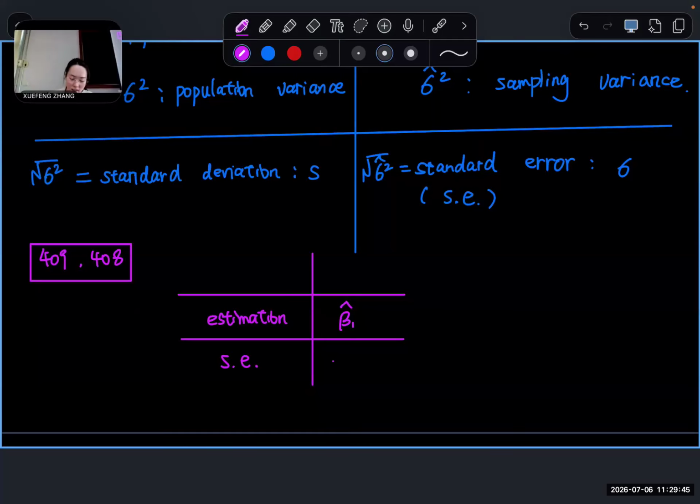Normally it's 0.0. I couldn't remember the range of standard error. You may check by yourself, okay? So let's see. Normally they will show you this. So you have to know that this one is the estimation parameter. This one is the standard error of that estimation parameter, okay?